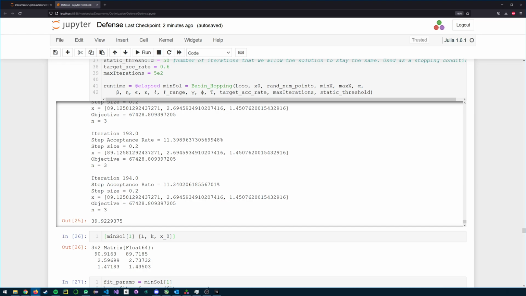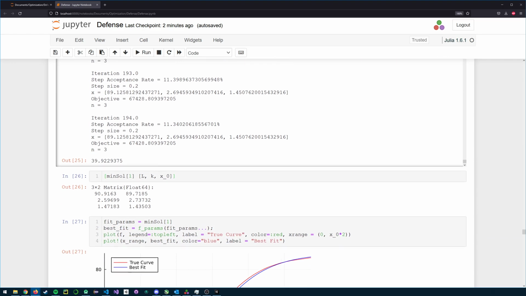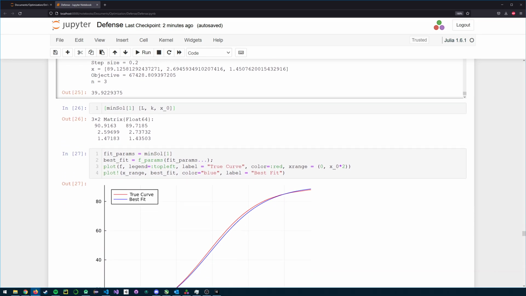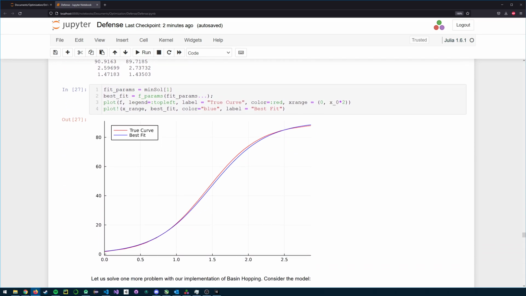Not great. I've been getting kind of unlucky, I guess, with these stochastic methods for these tries here. Normally this takes less than 10 seconds, but regardless, it did find a good solution. You can see that there, and then we get our best fit curve right there, which is quite a good fit considering how complicated the loss function is.